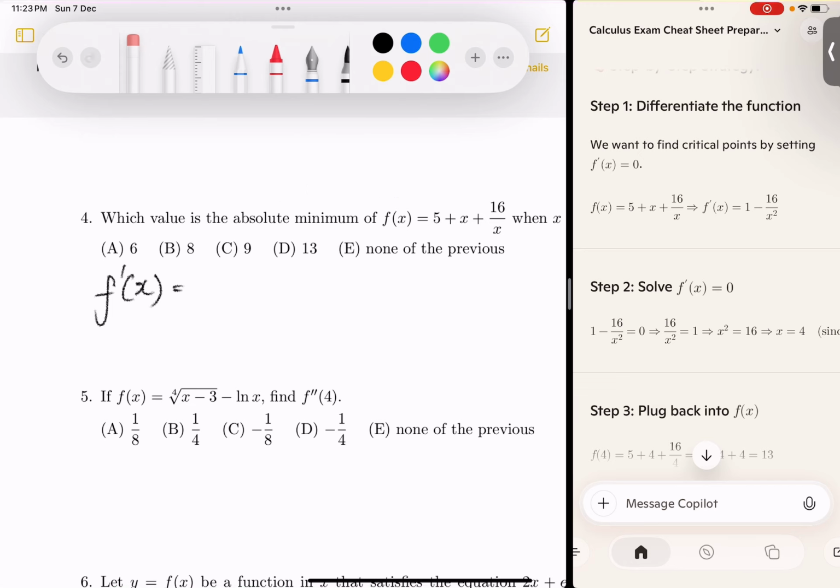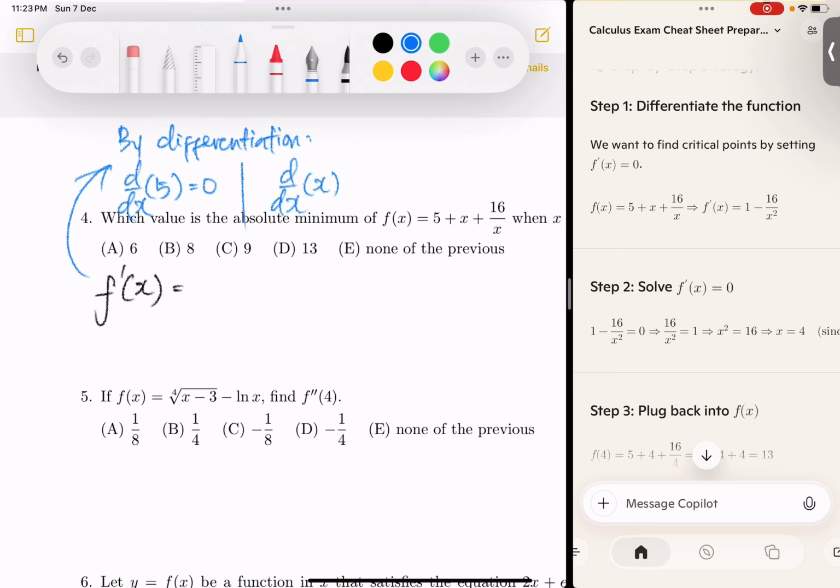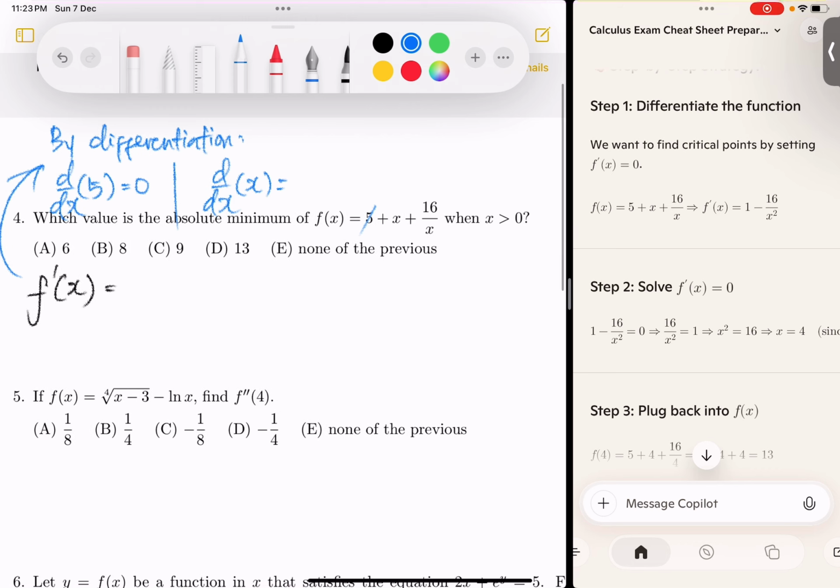I'll erase this for now. Write it here. So d over dx by differentiation. D over dx of 5 is equal to 0, because a constant will always be 0. And then d over dx of x, we've already done this, will equal 1. It will equal 1x, 1 minus 1 will just equal 1.